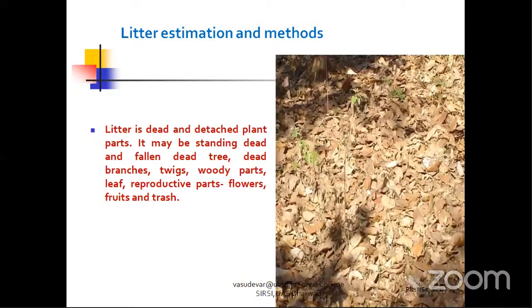Another most important aspect in forest monitoring is the method of estimation of the litter. So litter includes any detached part of a particular plant. It could be fallen bark, it could be a small branch, a majority of it is dry leaf, reproductive parts, flowers, fruits, trash, whatever it is.